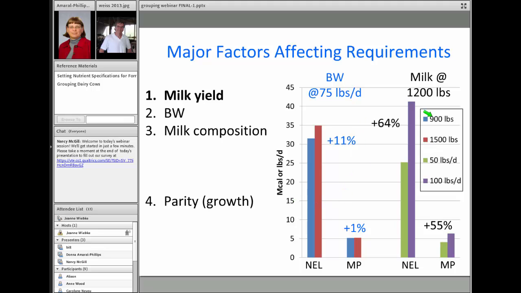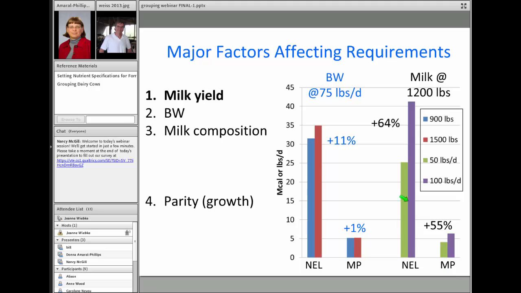So I've got these two cows, the 900-pounder and the 1,500-pound cow, both producing 75 pounds of milk. And you can quibble whether this is realistic or not. That's not the point here. All I want to say is this is the energy requirement. This is the metabolizable protein requirement. A huge change in body weight has almost no effect on MP requirement, and a very small effect on net energy requirement. So big change in body weights, minimal effect on requirements.